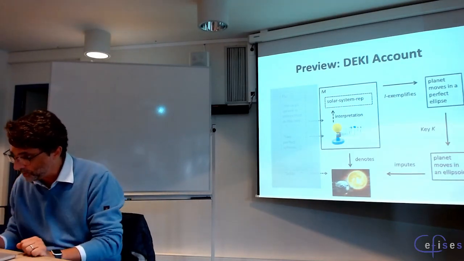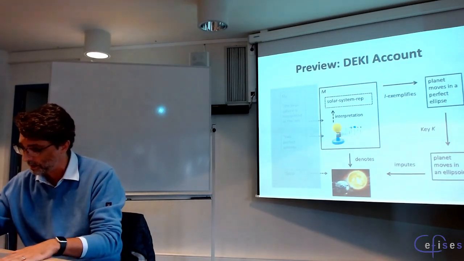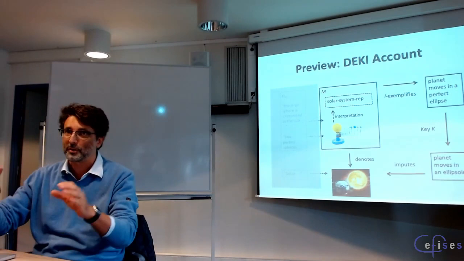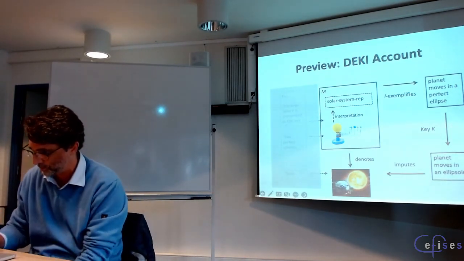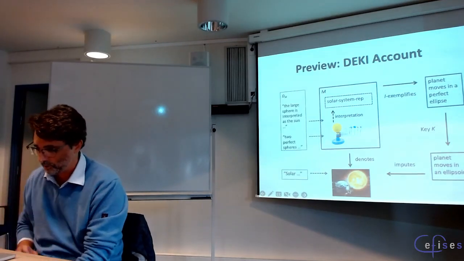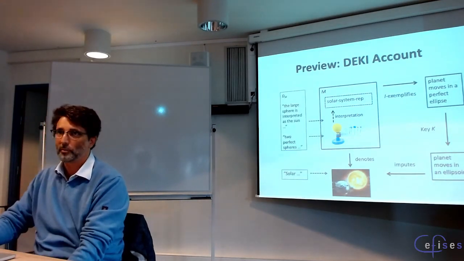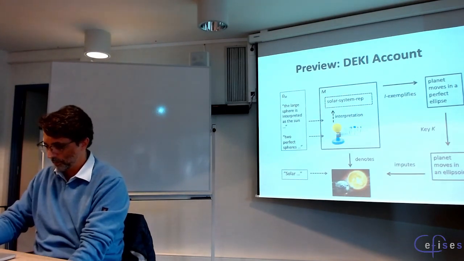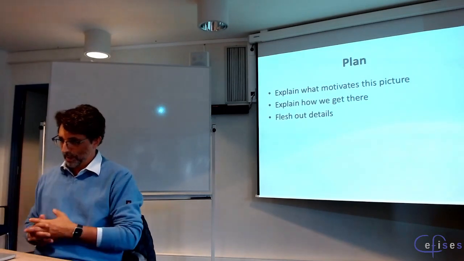With another property, namely that planets move in an ellipsoid. So this is something that's somewhat like an ellipse, but not quite, and that's imputed to actual planets. And you do this using all kinds of descriptions that are formulated in a particular language. So that gives us the plan.